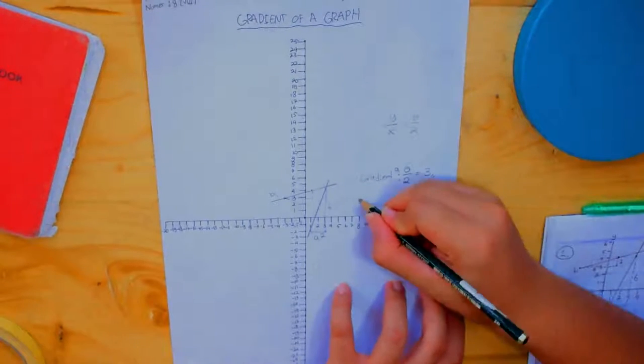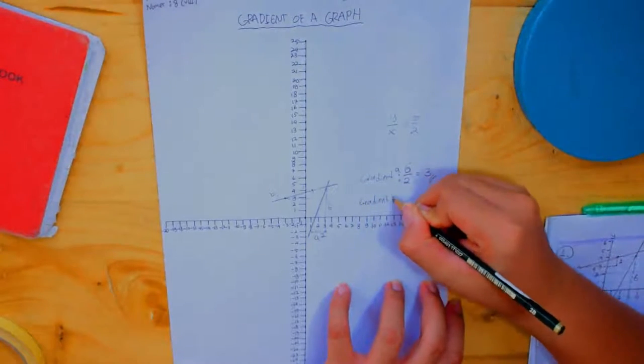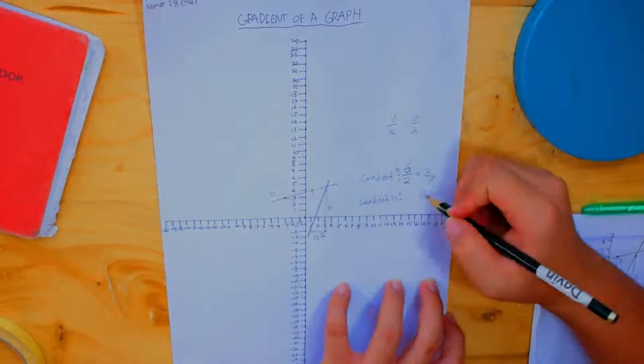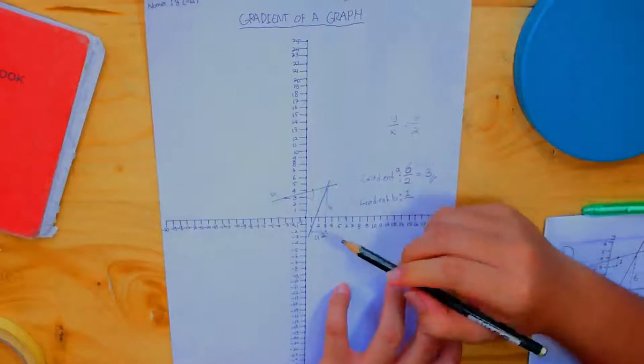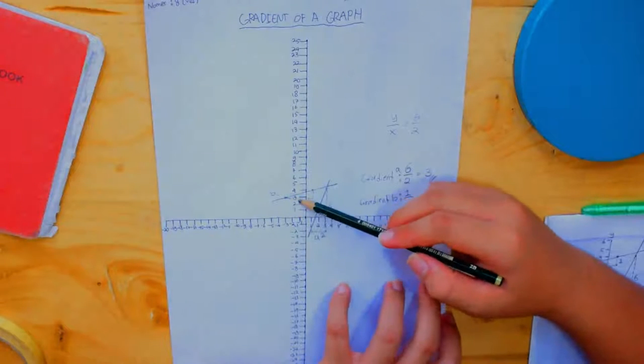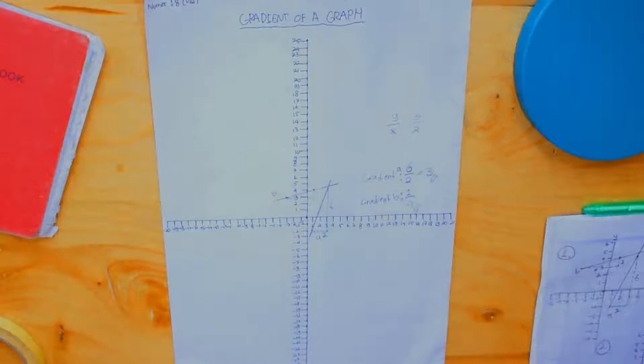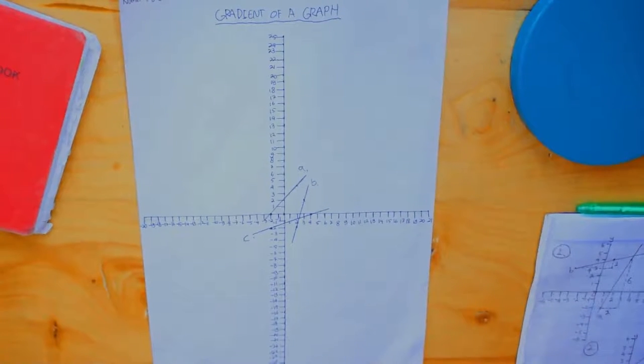Now, let's do this on line B. The y changes of line B is 1, and the x changes of line B is 4. So, the gradient of B is a quarter. Okay, next. Here is number 2.